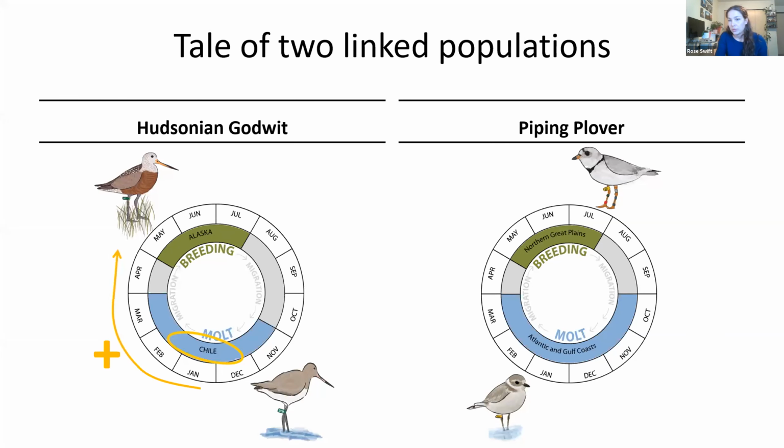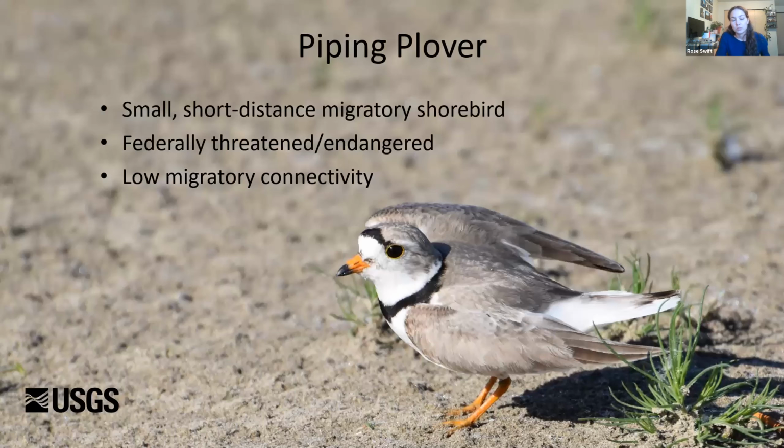So with the time that I have left, I want to really quickly tell you about the piping plover's story, which is similar but also very different. Piping plovers are a much smaller species, and they only undertake a short distance migration. They stay in North America year round, which makes it particularly easy to get information about individuals throughout the year. This species in North America has been federally protected in the US since the 1980s, so there's a large recovery effort for this species. And because they stay in North America, we believe, based on observations of individuals, that they have relatively low migratory connectivity.